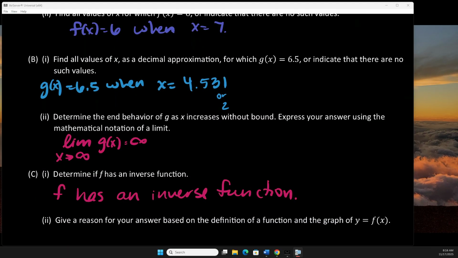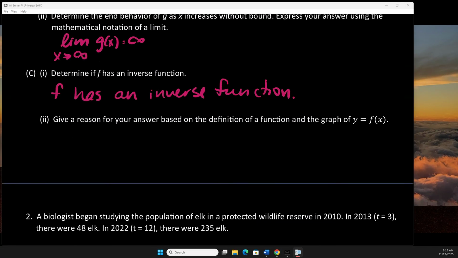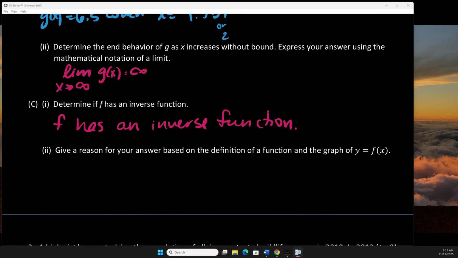You technically could get away with just saying yes there, but we're going to practice perfection. All right, and then we're going to give a reason for our answer based on the definition of a function and the graph of f. So we cannot say f has an inverse function because it passes the horizontal line test. You can, but you won't get the point if you do that.